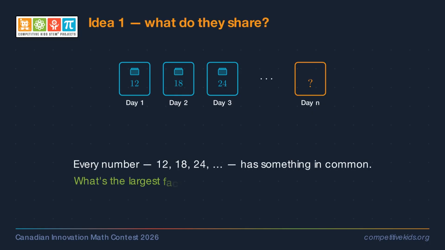Let's look at idea 1. Every single number has something in common. 12, 18, 24, and the next ones too. What is the largest factor they all share?